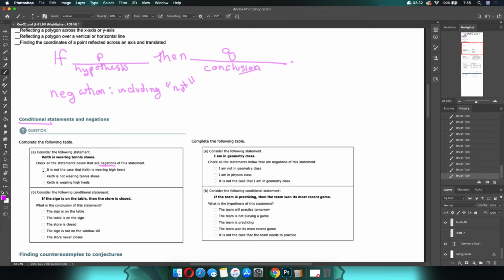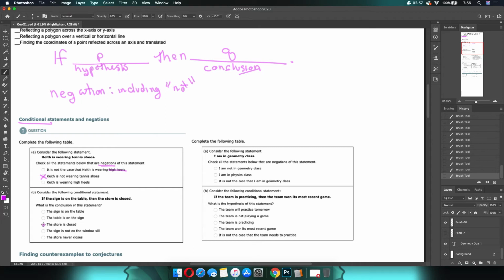So for example, it is not the case that Keith is wearing high heels. High heels is not the sentence because we have tennis shoes over here. So Keith is not wearing tennis shoes. Keith is wearing high heels. That's not what it's talking about. Now, next up, if the sign is on the table, then the store is closed. Conclusion. Conclusion is your then piece. So then the store is closed. Where is the store is closed?